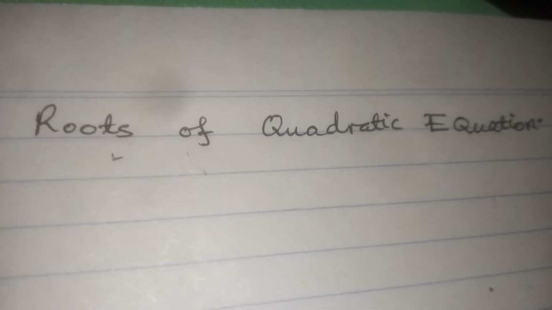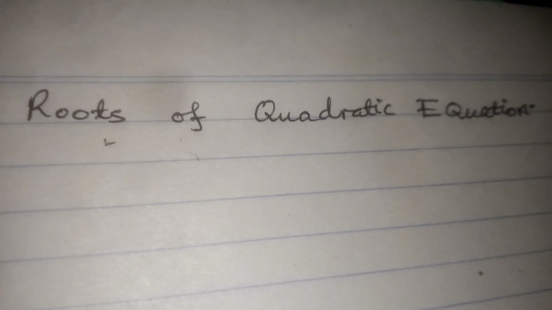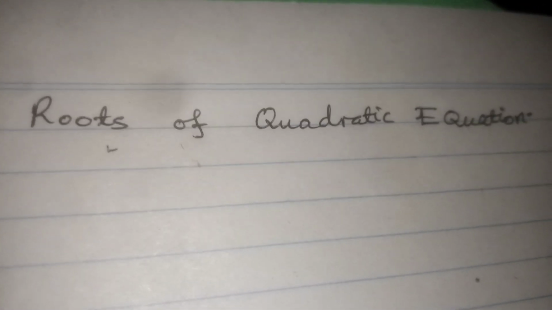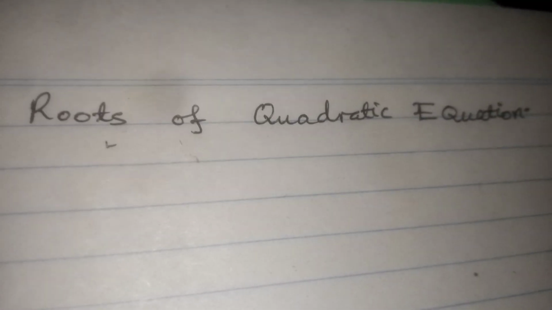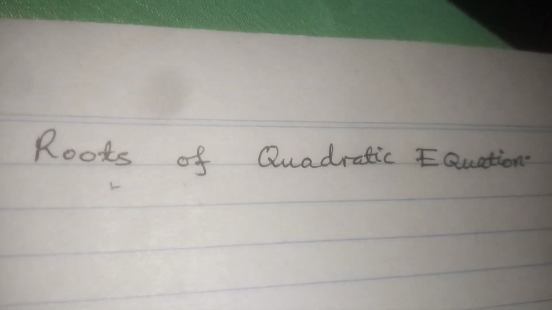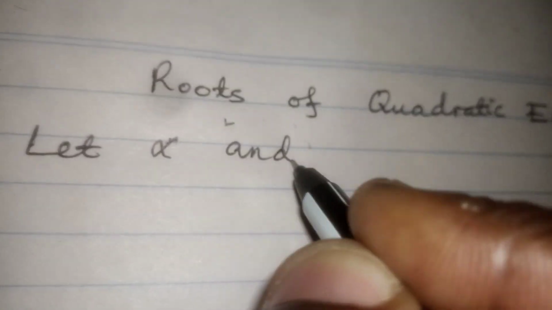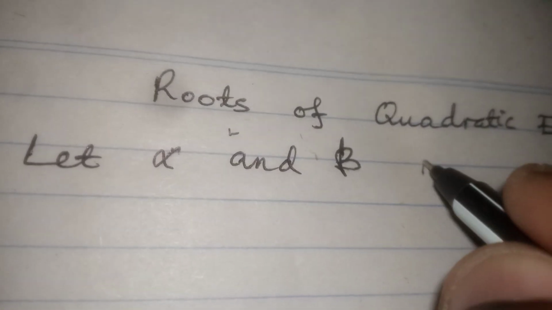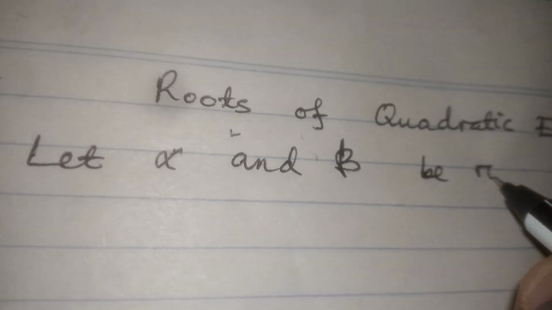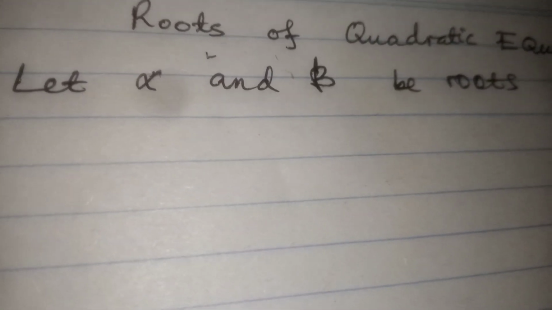To discuss the roots of a quadratic equation. A quadratic equation usually has two roots. Now let alpha and beta be the roots of the quadratic equation.